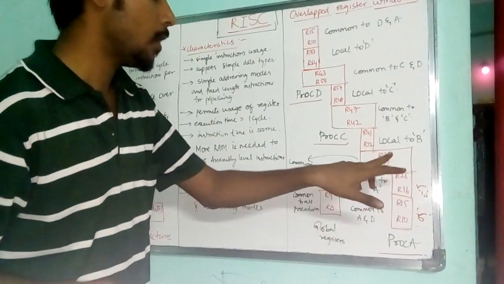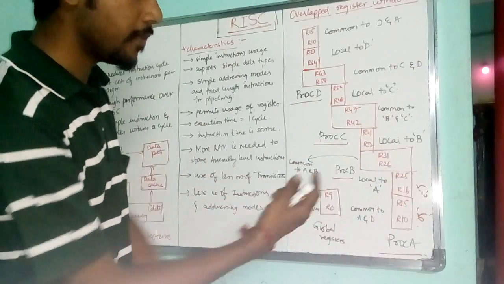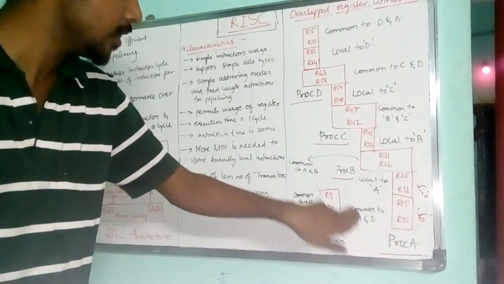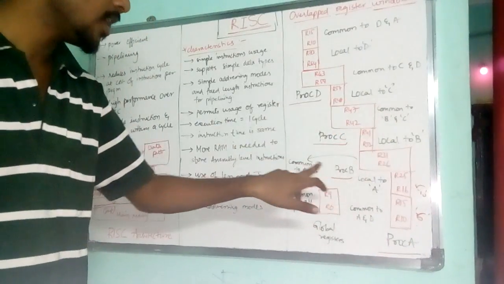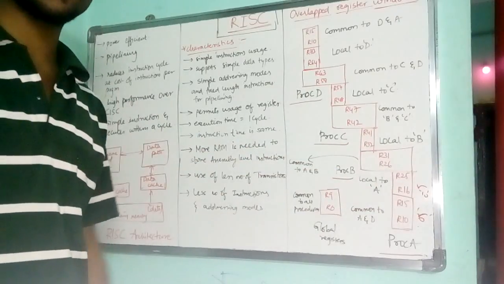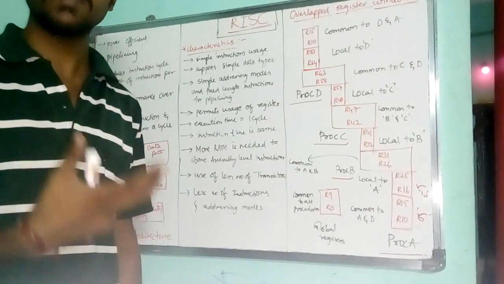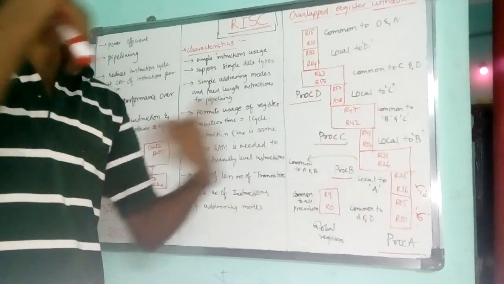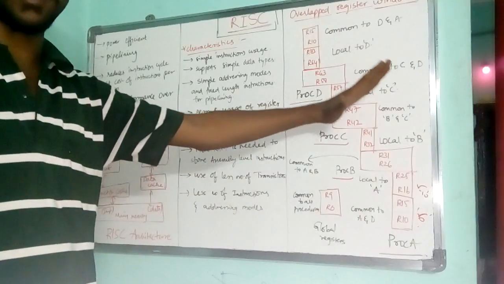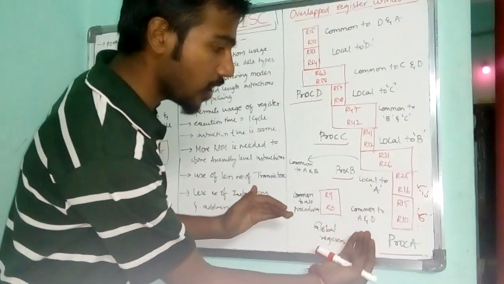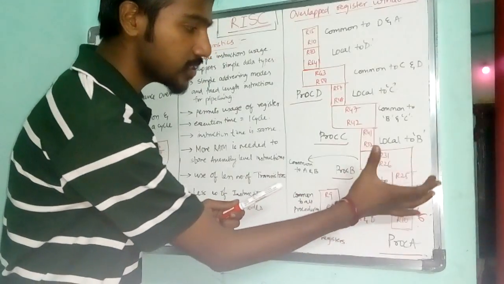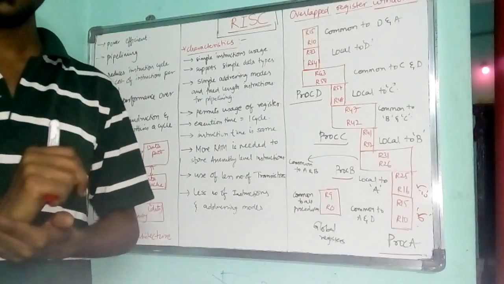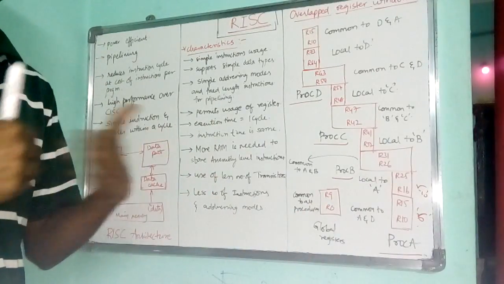Next are common registers. Common registers are 6 between each and every procedure. Suppose here are common registers between A and D, here are common registers between B and C, and here are common registers between A and B. These are 6 registers which are responsible for sharing the parameters from one procedure to another, like procedure A to procedure B. Whenever I am calling procedure B from procedure A, these are the registers which are sharing the parameters between procedure A and procedure B. They are responsible for the exchange of parameters.